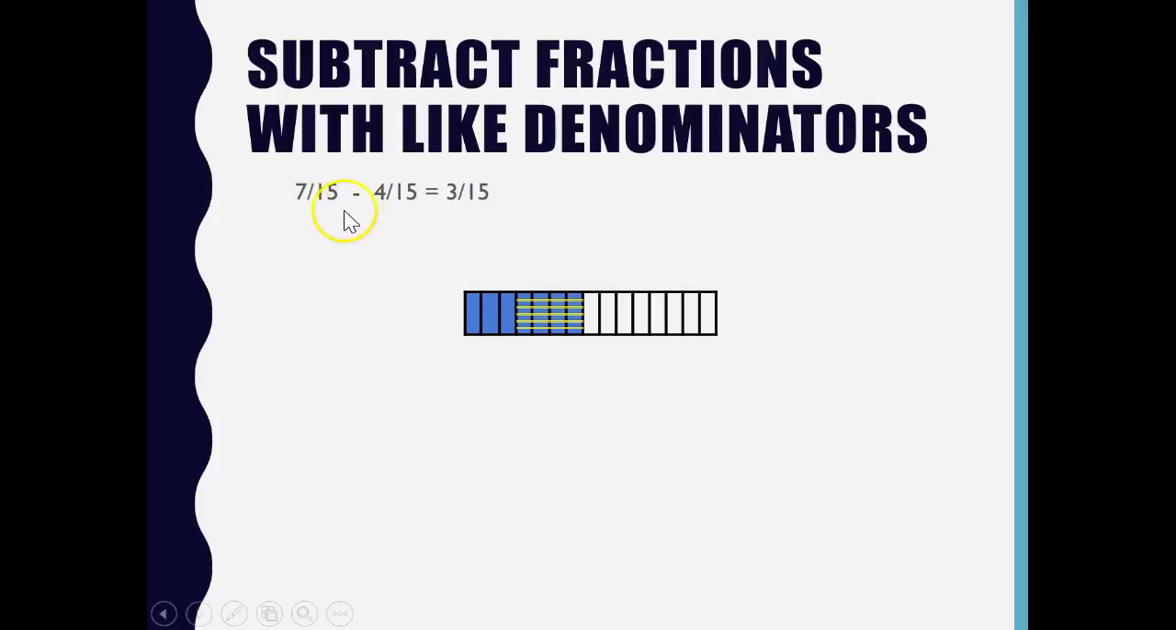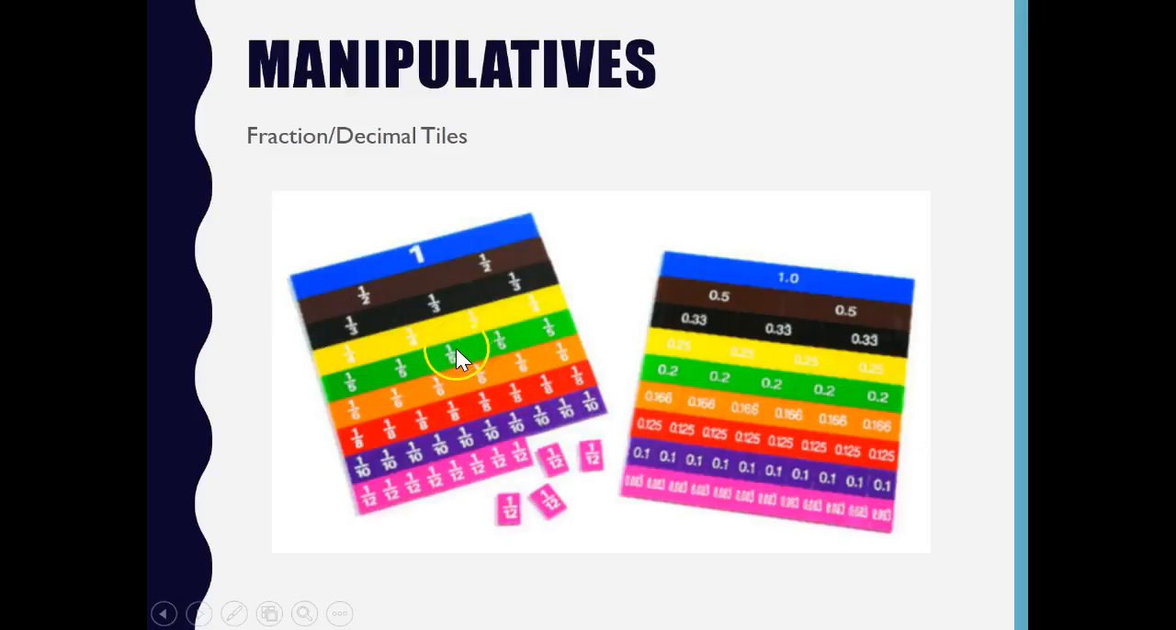And then you can tell them that 7 minus 4 is equal to 3, and they stay with the same denominator. They'll understand that algorithm once they see it first. You can use manipulatives such as your fraction and decimal tiles to help the kids understand this concept, especially the struggling students.